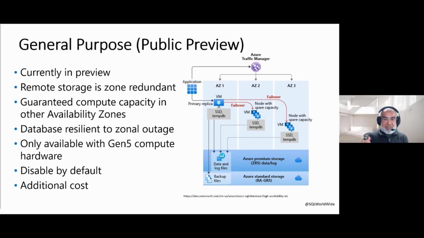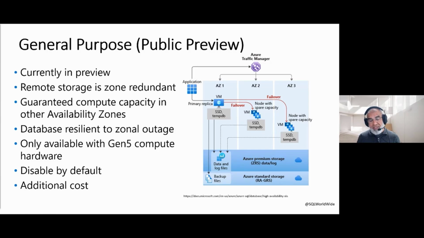Now, in general purpose, this is disabled by default, and if you turn it on, it will cost you extra money. So make sure you check that out. The other thing you want to be aware of is that as soon as you turn it on, it will switch from asynchronous to synchronous replication. And make sure you test that for your application, because now your acknowledgement is going to take a little bit longer, because it has to make sure that the log block is hardened on the secondary before it gives you the acknowledgement back.